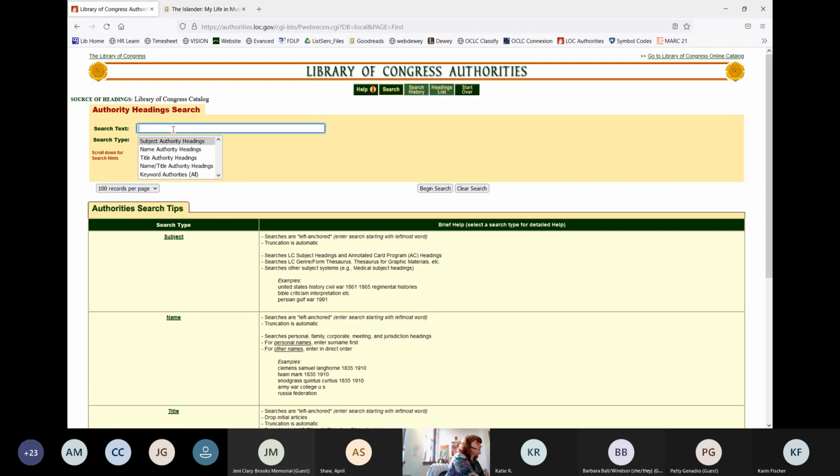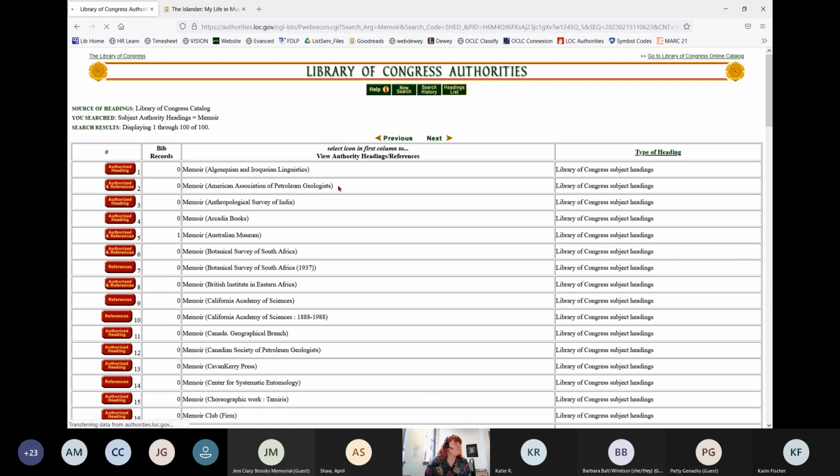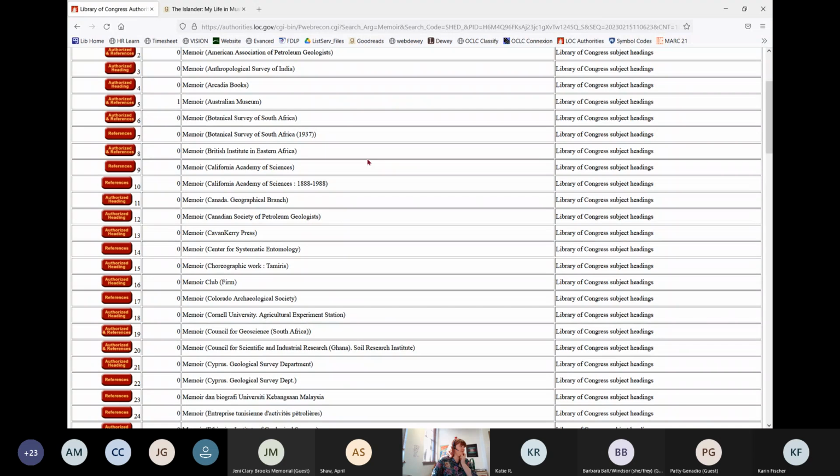So I'm going to put in, let's see what comes up for memoir. It might require me to say memoirs plural. Okay. Over here, it's going to show us the type of heading. These are all Library of Congress subject headings. That's great. That's what we want. But all of these have specifications that don't really apply. So let me scroll down.